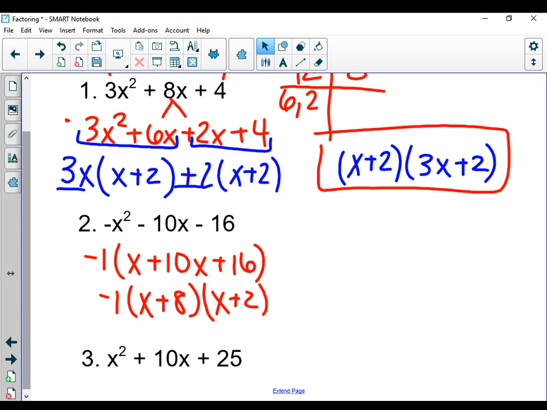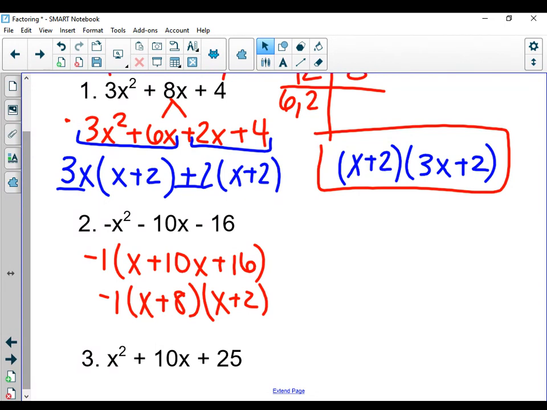We don't need to do number 3. We've done 1,000 of those. But I will tell you this much. On number 3, our factors of 25 that get us 10 are 5 and 5. Don't write it as x plus 5 times x plus 5. Go ahead and write it as x plus 5 squared.